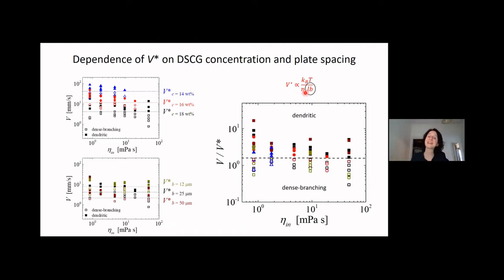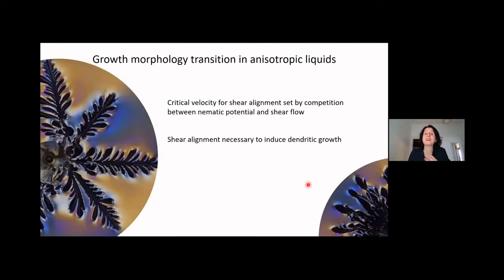However, I can rescale all these fairly messy looking data into a clean state diagram by normalizing the velocity with this V star that accounts for that competition between the nematic forces and the viscous forces, which denotes the transition from dense branching to dendritic growth. So there's a critical velocity needed in order to reach a shear alignment, which is set by the competition between the nematic potential and the shear flow. And this shear alignment is necessary in order to induce dendritic growth in the viscous-fingering instability.